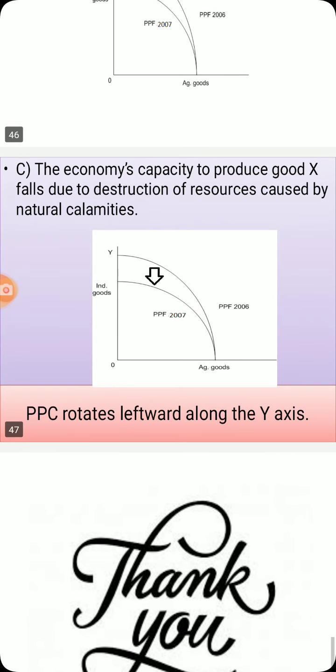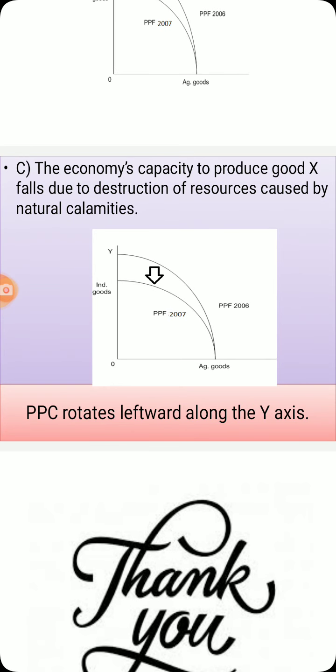Clear? So what is the impact of natural calamities on production possibility curves? It rotates leftward. So till here, I think we are able to cover most of the concepts. Please go through the chapter, read it out till here, and in the next lecture we will discuss the concept of opportunity cost.